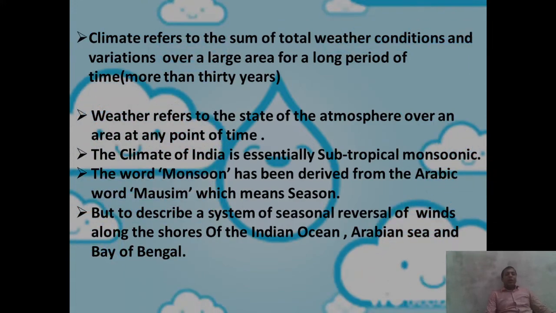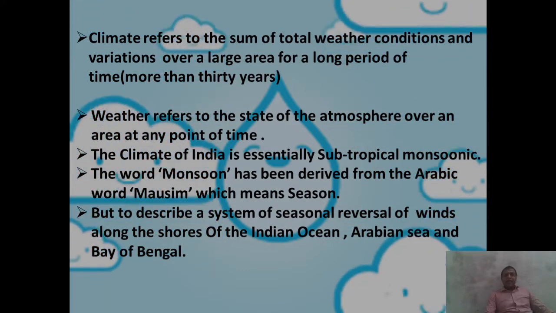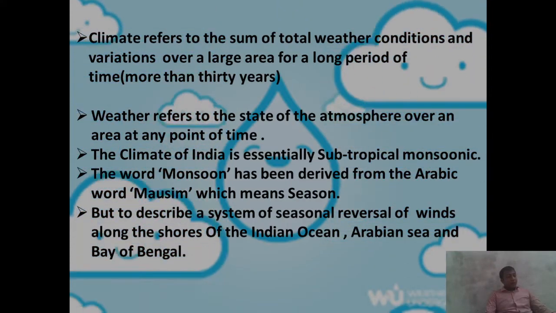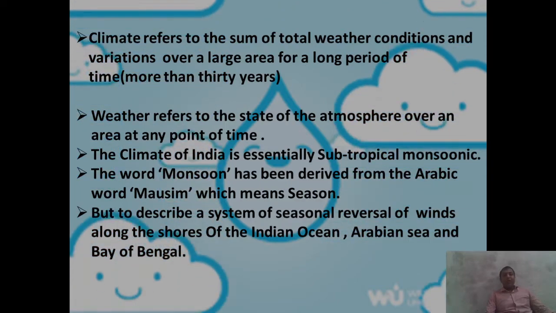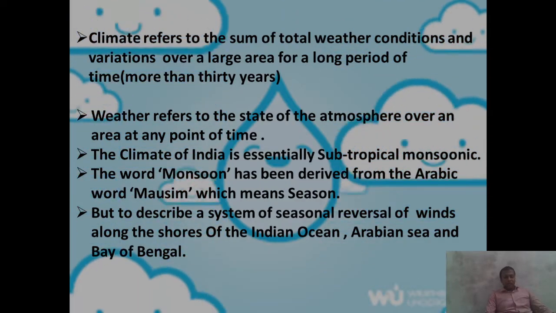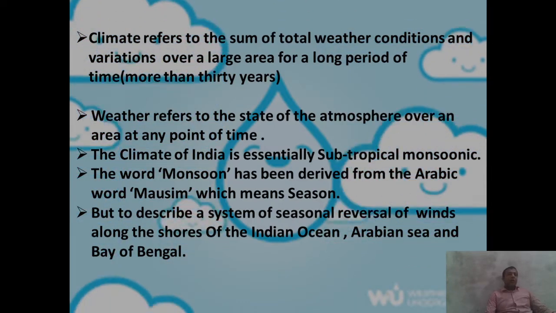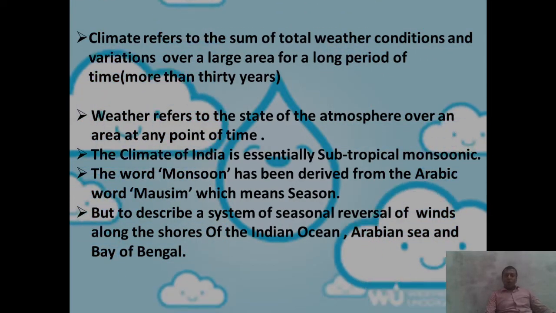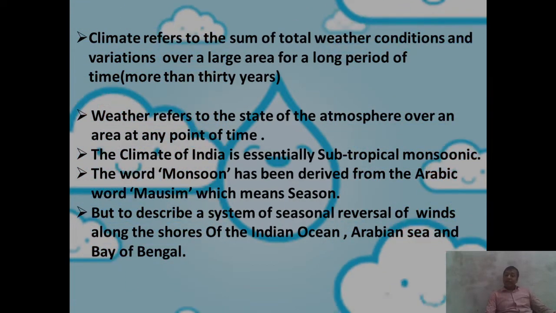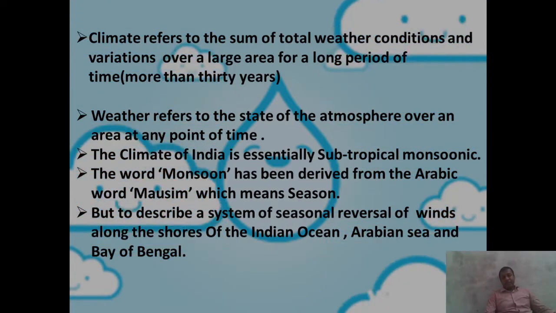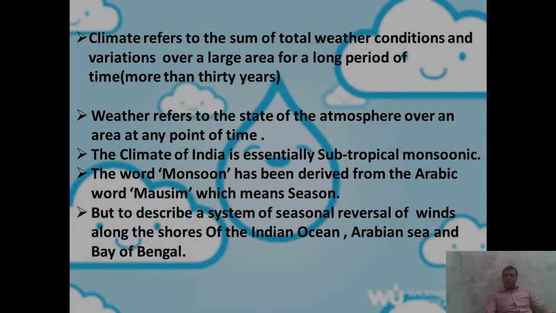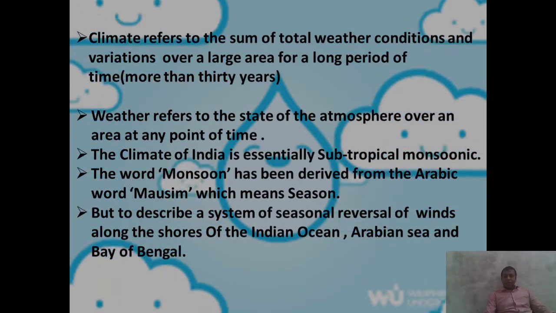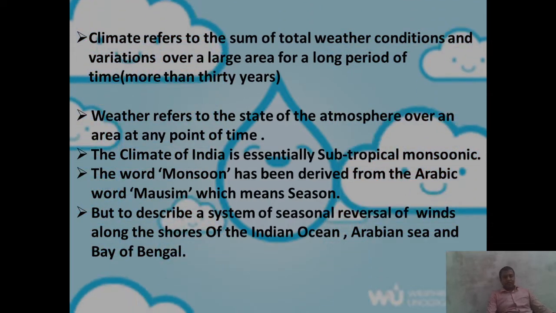And you might have read in class 9 about the Coriolis force. Due to the Coriolis force, there is a deflection of wind towards the right-hand side in the northern hemisphere. So the deflection of the wind was conducive to sailing the boat easily. That's why they reached our country easily. Dear students, this word monsoon was named by Arabian sailors.